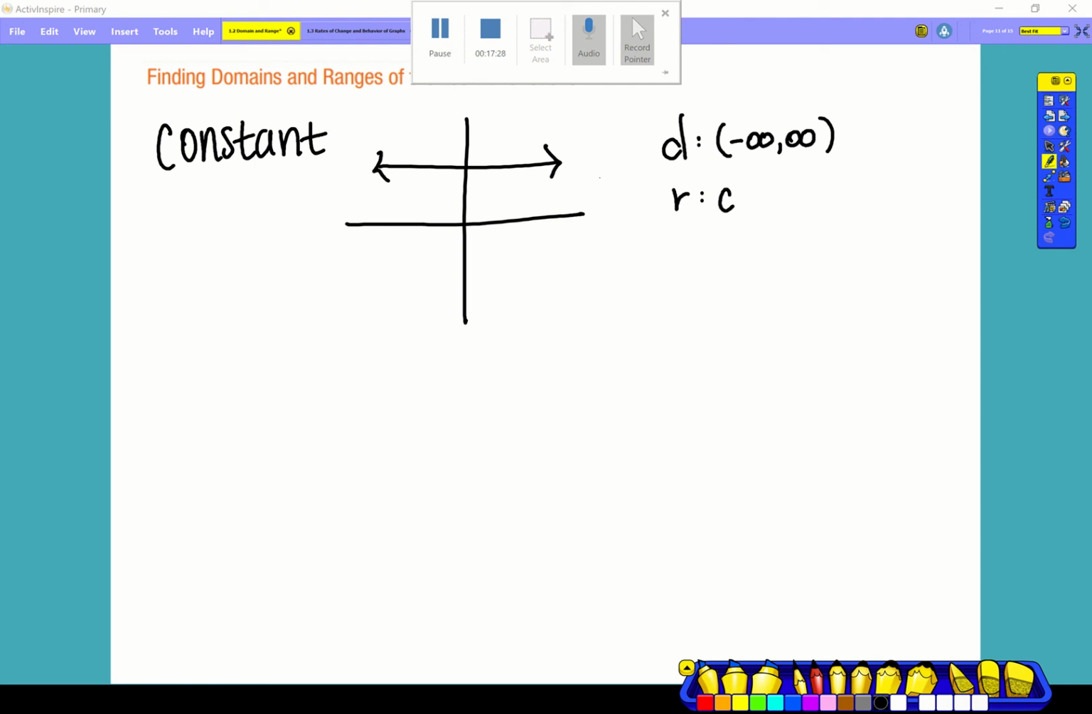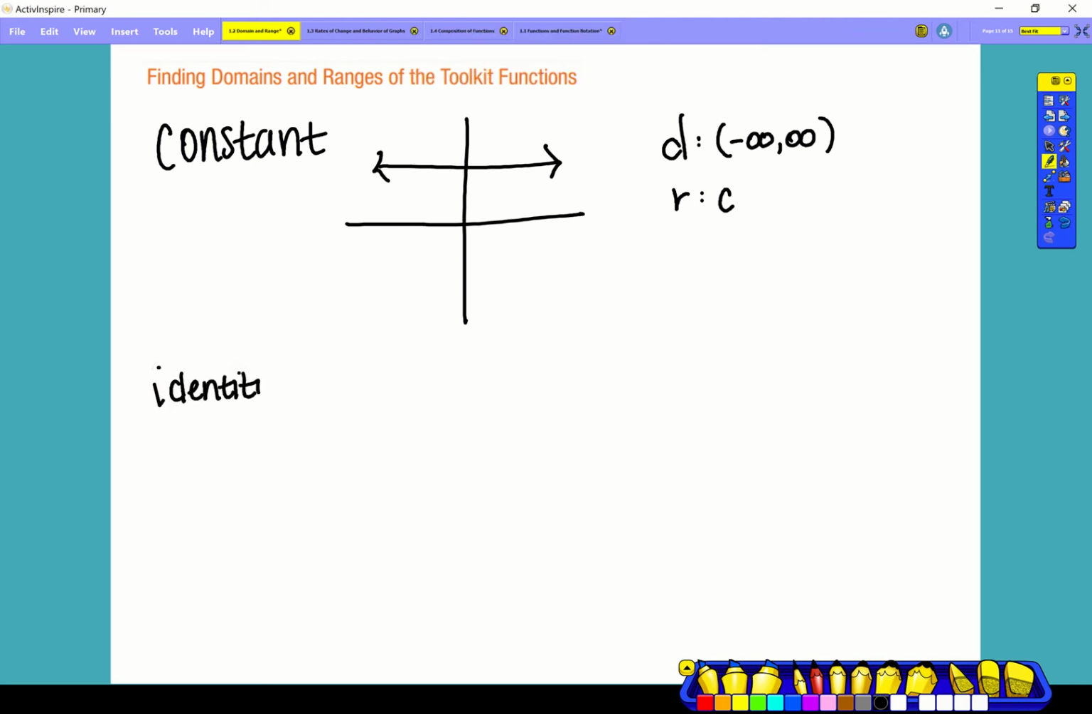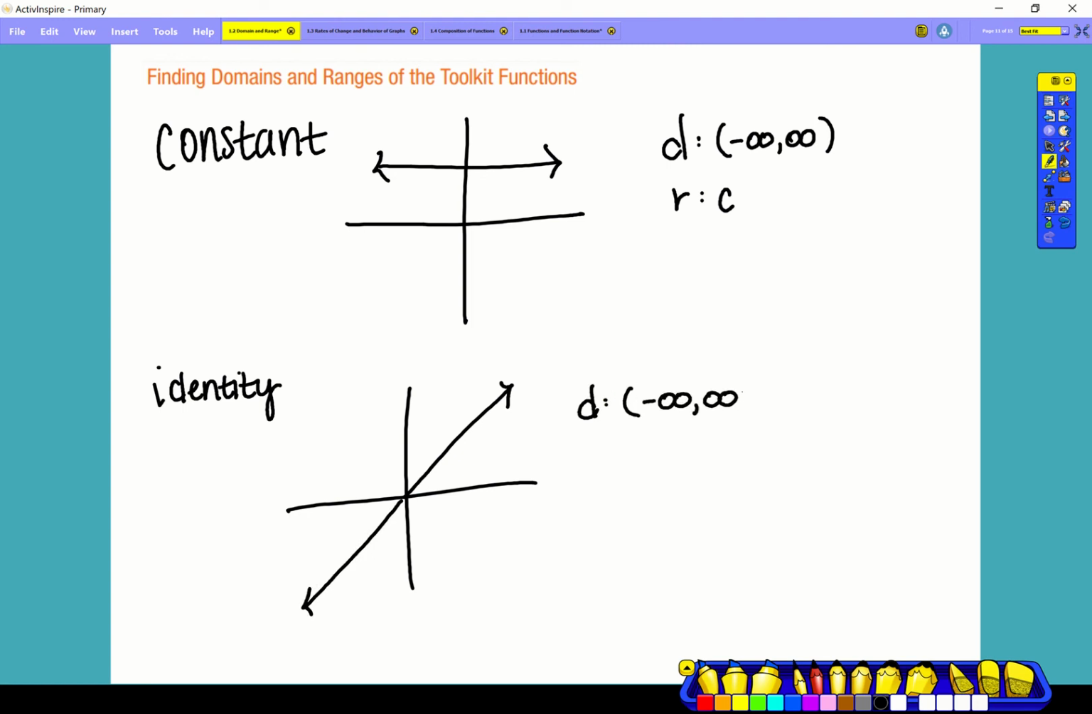Now we're going to look at the identity. That's the one that looks like this. So the domain, I can put in any real number that I want, and that will give me a good number that will be in my range. And as a consequence, my range can be any number. Sometimes negative infinity to infinity will be referred to as R, which is all real numbers. It's an easier way of writing it.